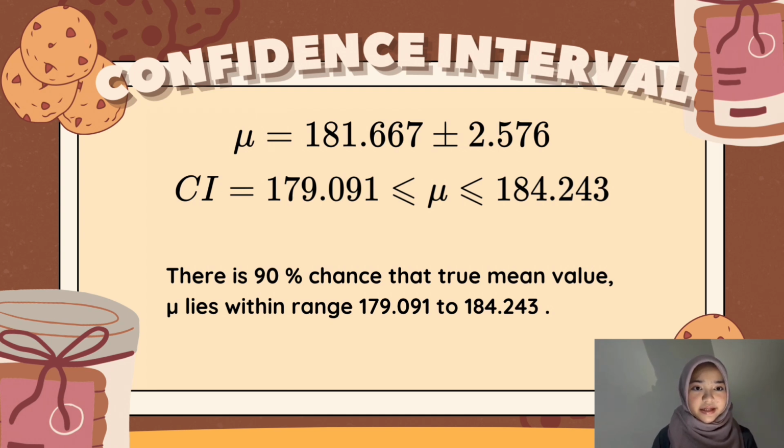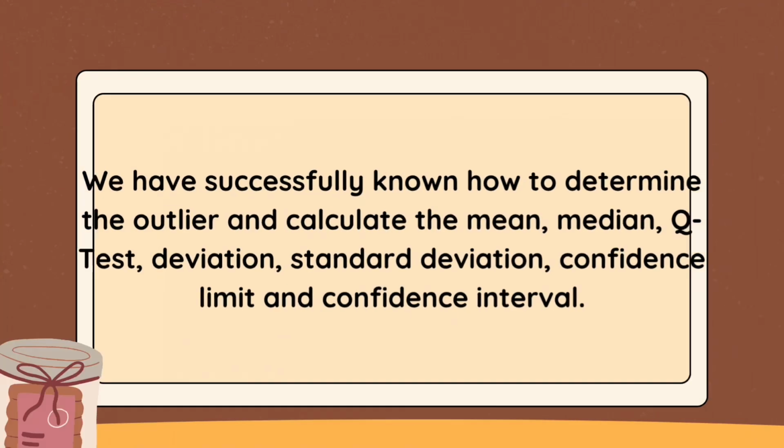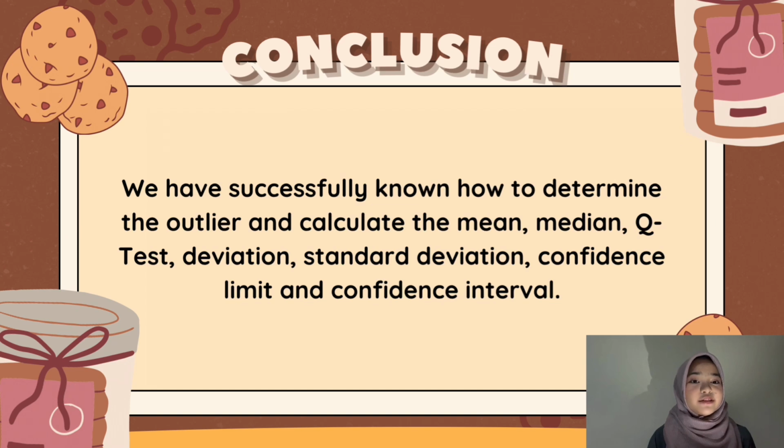The confidence interval is 179.091 is less than or equal to the true mean value is less than or equal to 184.243. In conclusion, there is a 90% chance that the true mean value lies within the range 179.091 to 184.243. In a nutshell, we have successfully learned how to determine the outlier and calculate the mean, median, Q-test, deviation, standard deviation, confidence limit, and confidence interval.